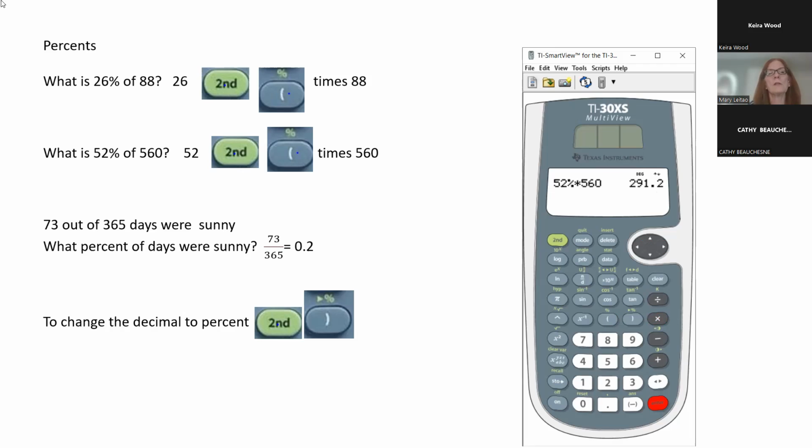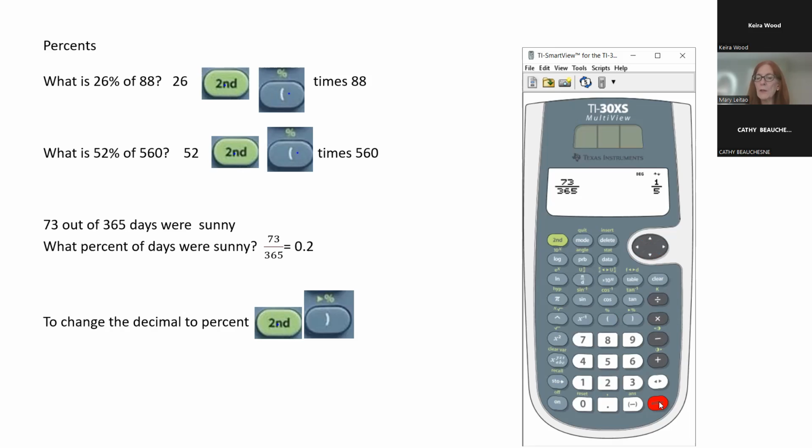It doesn't use the same language as the top one. This time it's saying 73 out of 365 days were sunny. What percent of days were sunny? So you can set this up two ways, but we'll set it up as a fraction. Let me clear this. So 73 out of 365, and it gives me 1/5.